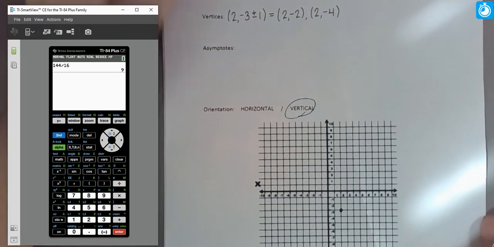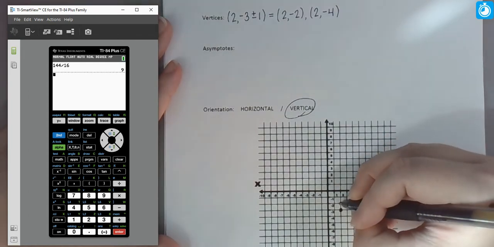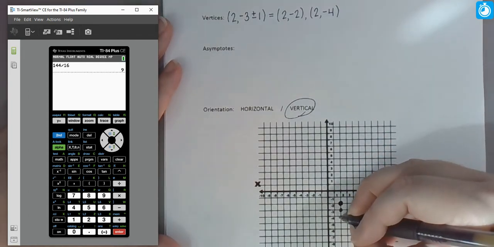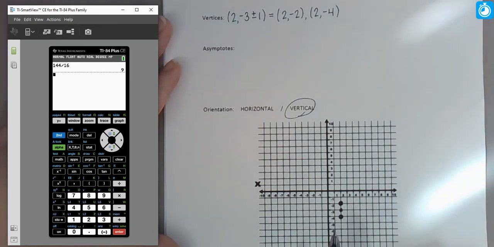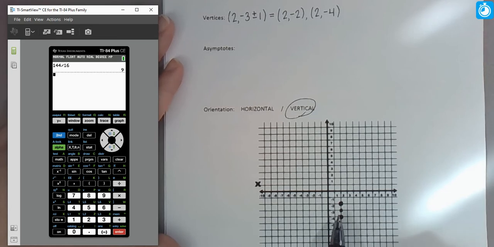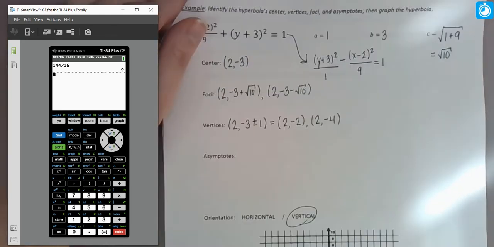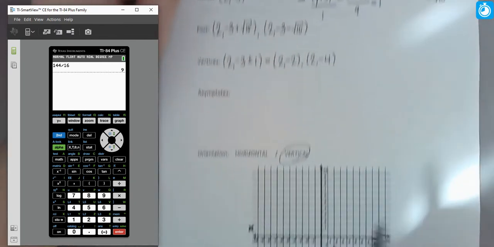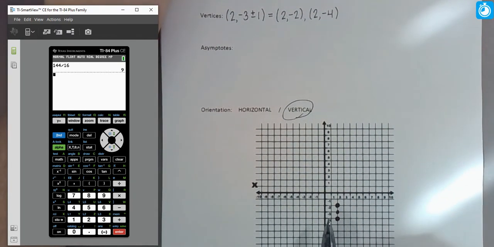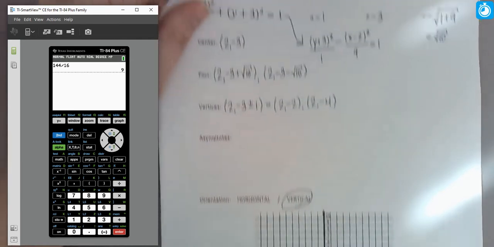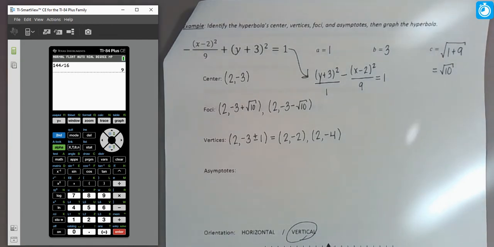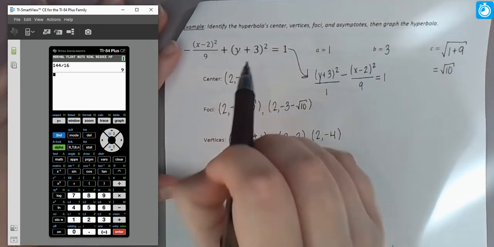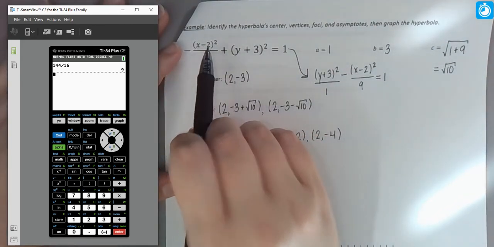So let's put those on the graph. So 2, negative 2, and then 2, negative 4. Notice they are equidistant from the center, and if we take the distance between them, that's going to be 2 units, which is 2 times a, which is going to be the height when we draw the box to represent our asymptotes. So, asymptotes, let's look at those. Now don't stress about these, it looks like it's getting more complicated, but all you really have to remember is where you had y and x, you're now going to substitute y plus 3 and x minus 2.